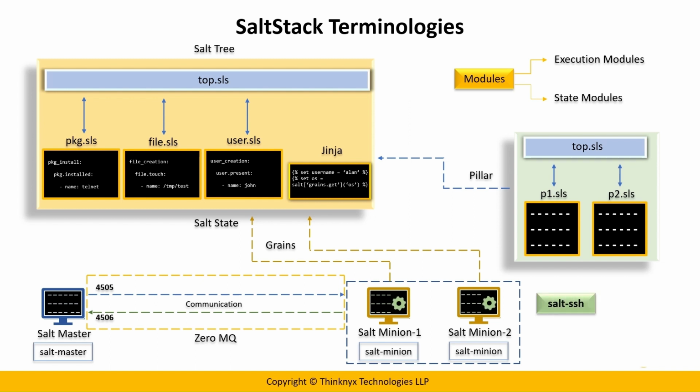Salt SSH runs Salt modules over SSH on systems which don't have a Salt minion. The salt-call command is used to run modules locally on a minion instead of executing them from the master. Salt-call is used to run a standalone or masterless minion and was originally created for troubleshooting.